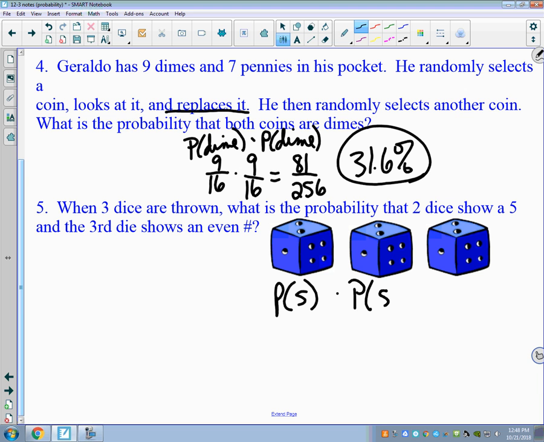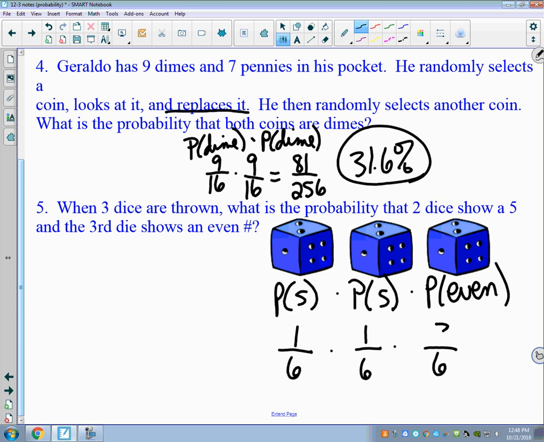It says when 3 dice are thrown, what is the probability that 2 dice show a 5 and the third die shows an even number? These dice are all separate from each other, so what you roll on one has no effect of what you roll on the second one. So we want the probability that we get a 5, and then the probability that we get another 5, and then the probability that we get an even number.